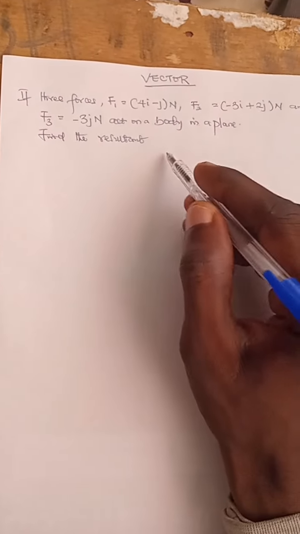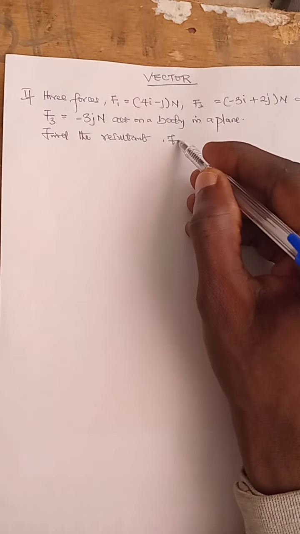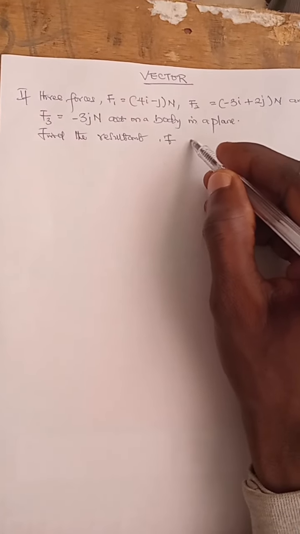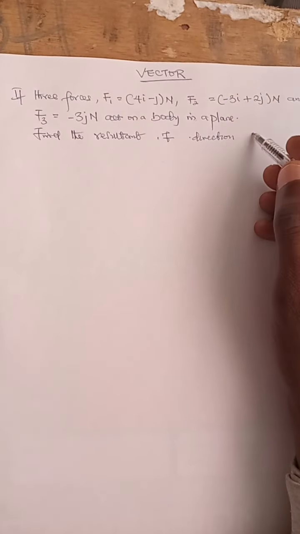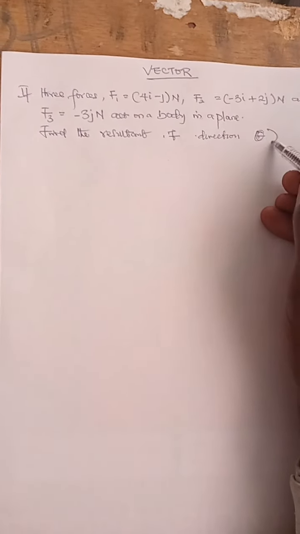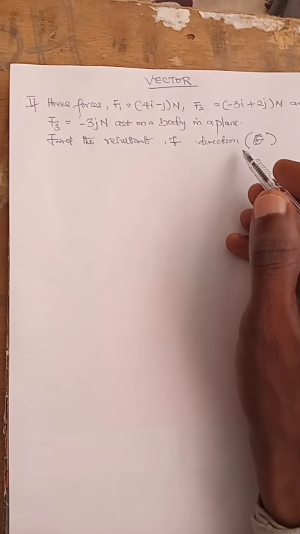Don't forget that the resultant here comprises the magnitude of the force together with the direction. The direction really defines the angle, that is the angle theta. So that is the meaning of the direction there. Angle theta here qualifies the direction.